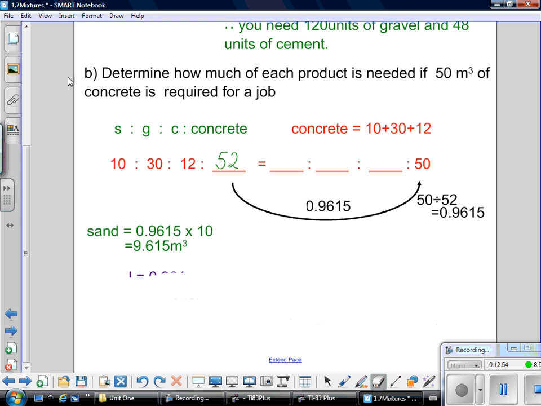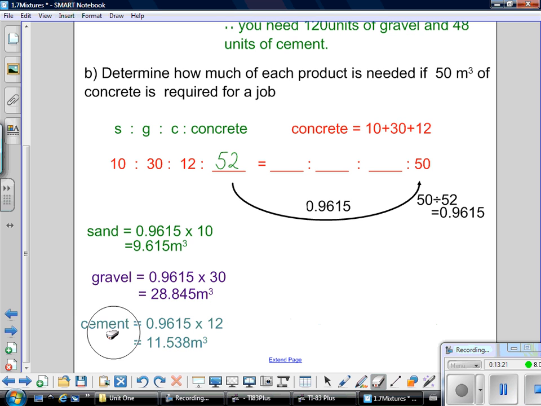The same thing is going to be for the gravel. I'm going to take the decimal 0.9615, multiply it by 30, and end up getting 28.845 cubic meters. And finally, my cement, I'm also going to take that relationship of the decimal 0.9615 and multiply it by 12 parts for my final answer of 11.538 cubic meters.